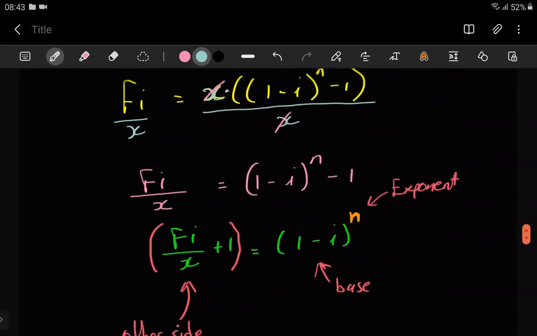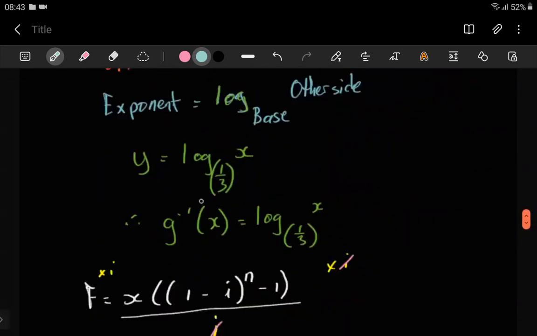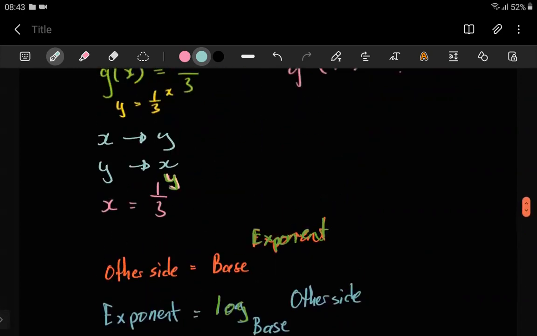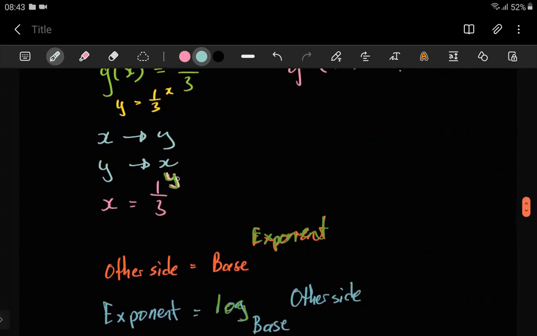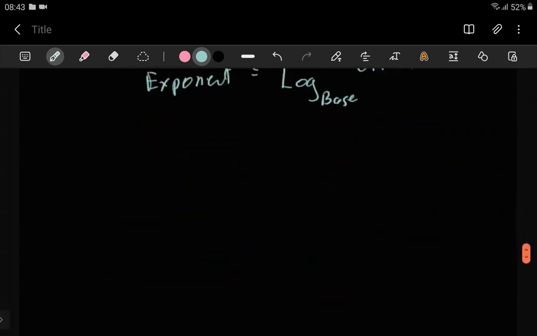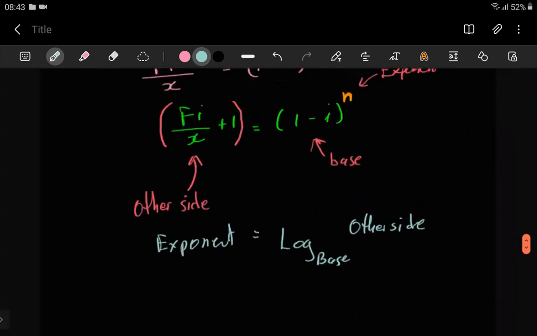So it doesn't matter if we are just working with a small equation where it's just x is equal to a third to the power of y. It's the same idea. There's still something on the other side. There's still a base, and our exponent is still visibly on its own somewhere up there. And we want it to be the subject of the formula. So that's the idea here.